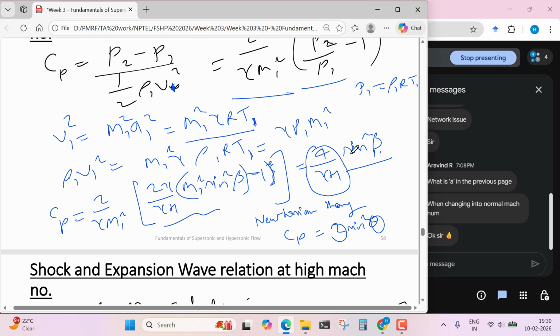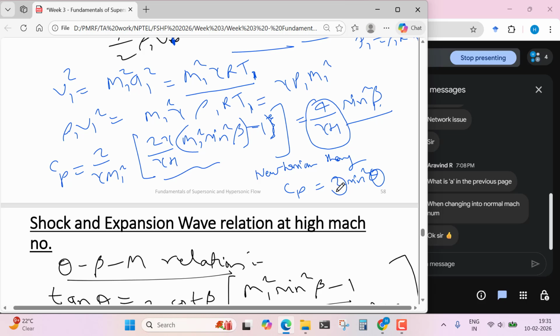If you have studied Newtonian theory in the class, you might have also seen that the Cp value from the Newtonian theory is given by 2 sine square theta. Here the difference is that we are getting 4 upon gamma plus 1 instead of 2, and sine square beta instead of theta. Keep note of these differences. We'll see how we can check what the difference is here.